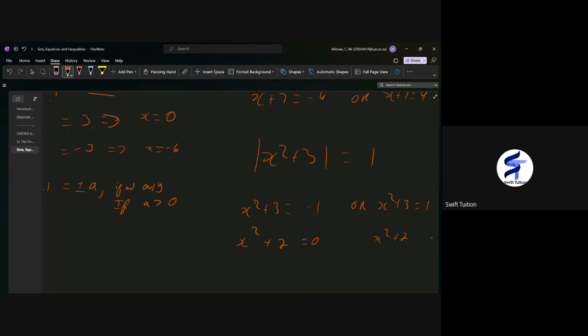-1 minus 3. No, sorry. Plus, this should be +4. All right. X squared plus 4. And then this should be plus 2 is equal to 0. Right.